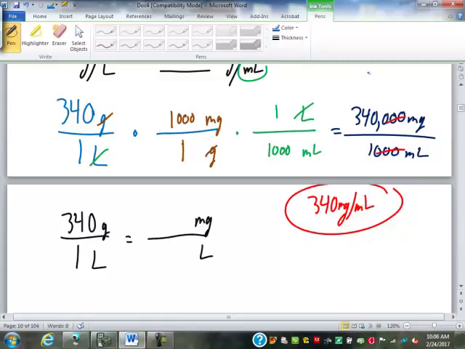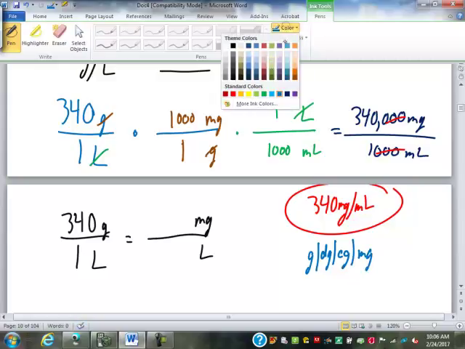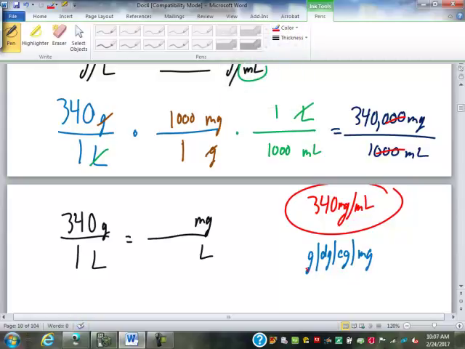But for metric, I want to convert 340 grams to milligrams. Now remember on my chart, here's grams, decigrams, centigrams, milligrams. To go from grams to milligrams, my decimal point is moving 1, 2, 3 spots to the right. So I move my decimal point 3 spots to the right, filling in those zeros. That's 340,000 milligrams.